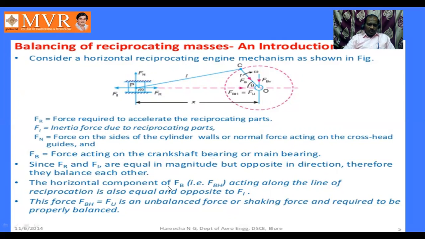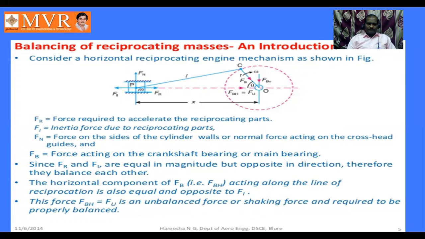The horizontal component of Fb, that is acting along the line of reciprocation, is also equal and opposite to Fi. The force Fbh, that is Fu, is an unbalanced force or shaking force and is required to be properly balanced.